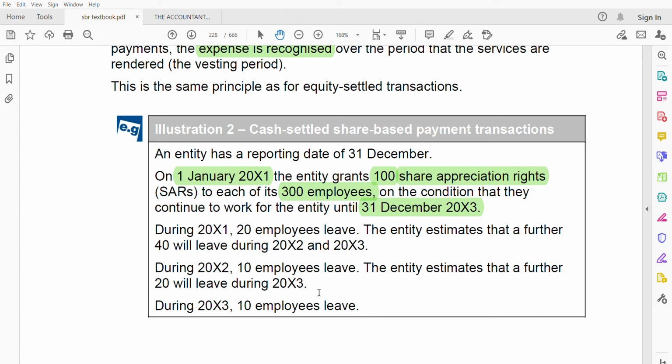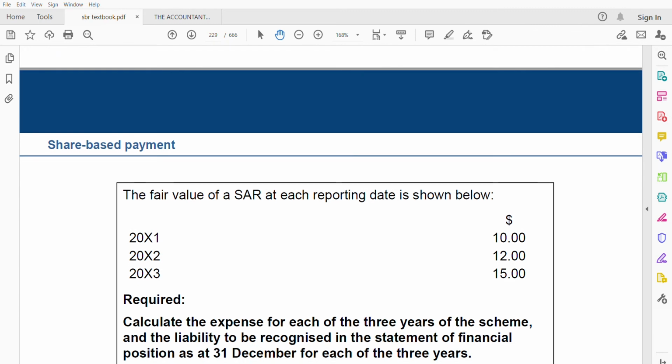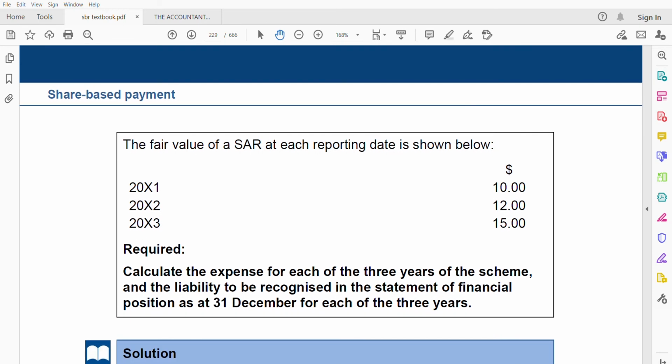Okay, so now let's see how you need to account for this. The fair value of the SAR, you will be given like this only. The fair value of SAR for all the 3 years is given. Why? Because we said we have to remeasure the liability at each reporting period. So the fair value of SAR will be different for every reporting period, not like how it is given under equity share based payment. Calculate the expense for each of the 3 years of the scheme and the liability to be recognized in the statement of financial position as of 31st December for each of the 3 years. Definitely, in the exam, very rarely do they ask for each of the 3 years. They will only ask for any 1 year, maybe 2001 or 2003.